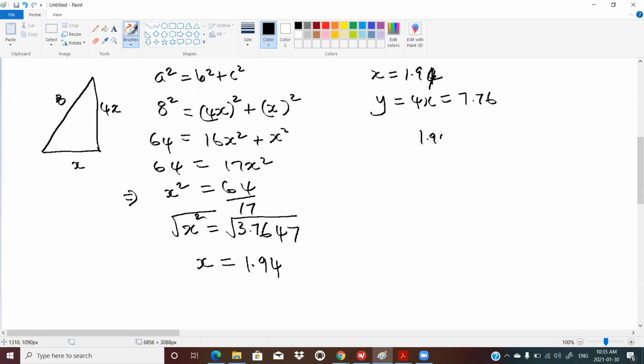So let's check it out. 7.76 squared, I'm going to square this. When I square this, I get 60 point something. And when I square 1.94, I get 3 point something. This is just me checking it out. You don't have to do this. I'm just showing you guys that this thing actually works, right?